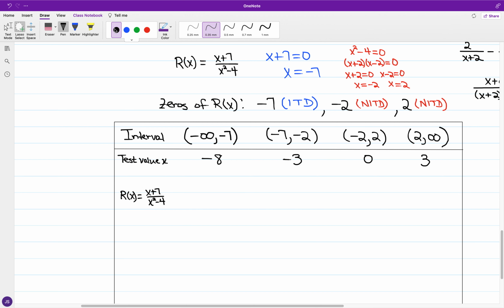And for what we have in the case of r of -8, you have -8 plus 7, so that's going to be -1. And -8 squared is 64, minus 4 is 60. So for r of -8, this will come out to -1/60.